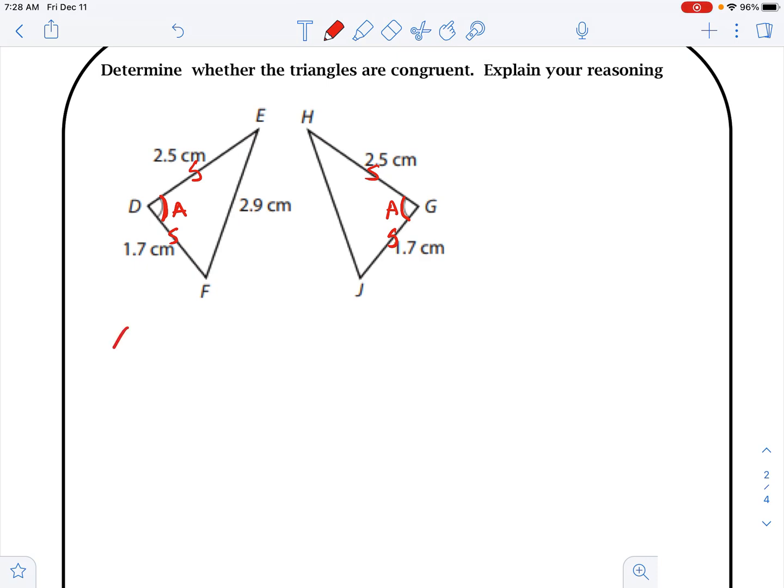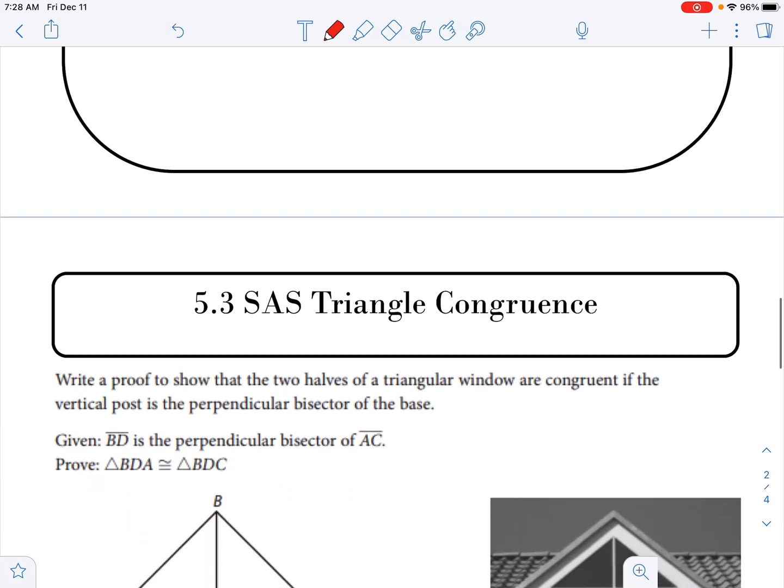So once again, yes, we'd say triangle DEF is congruent to triangle GHJ by side, angle, side. So make sure you show your work. Showing your work can just be putting down an S or an A on those as you move through it.